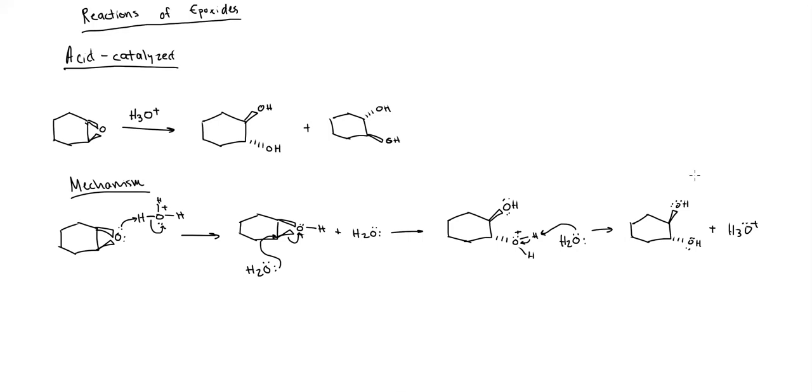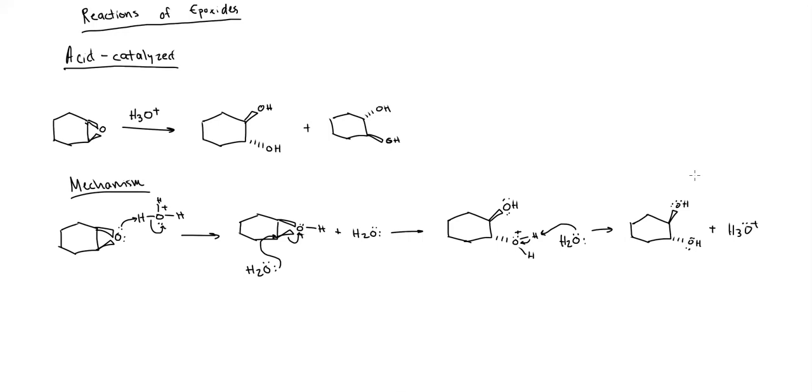Okay, so this is what happens, right? With acid catalyzed, the epoxide is going to get protonated by H3O plus, and then it's going to get attacked by water. And then after that water gets added, it gets deprotonated, and then I have a trans diol, okay? So this is what happens with acid catalysis.